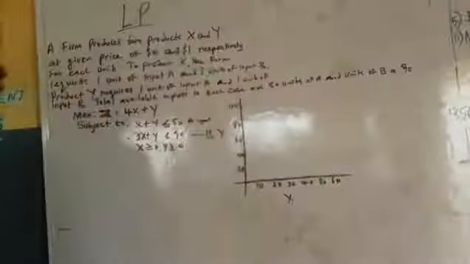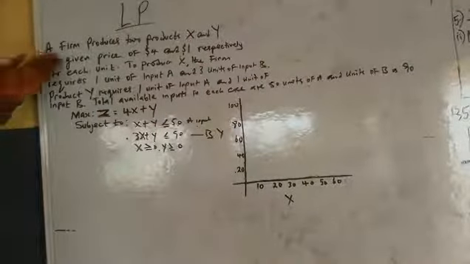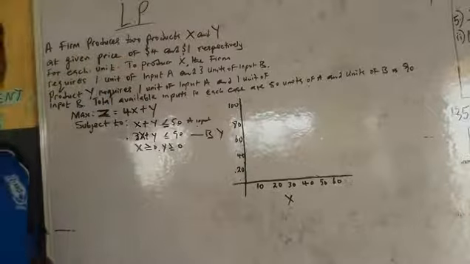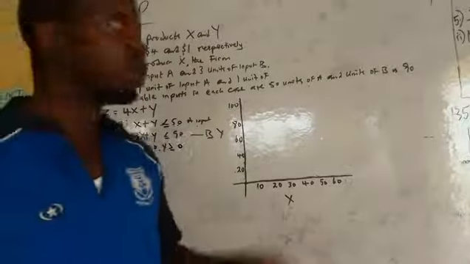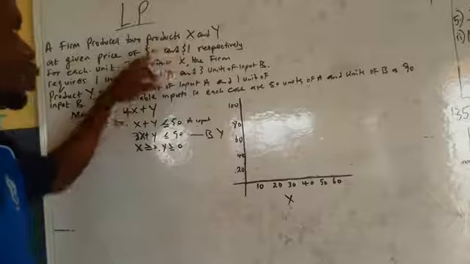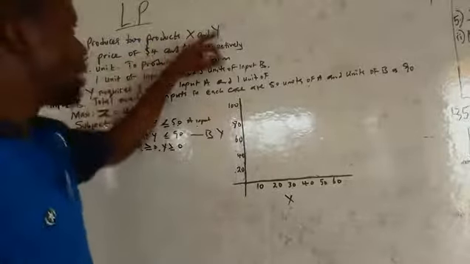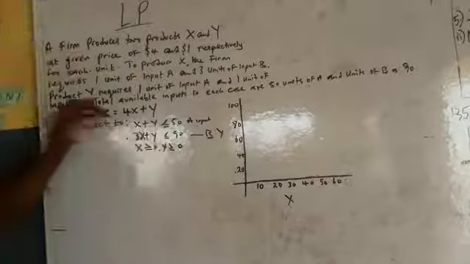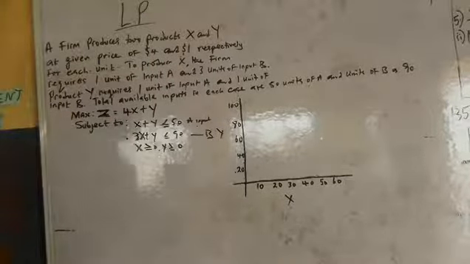Look at the question on the board here. A firm produces two products, X and Y, at prices of $4 and $1. This firm produces two products X and Y, and X is sold for $4 after production, and Y is sold for $1 after production. Those are the prices.